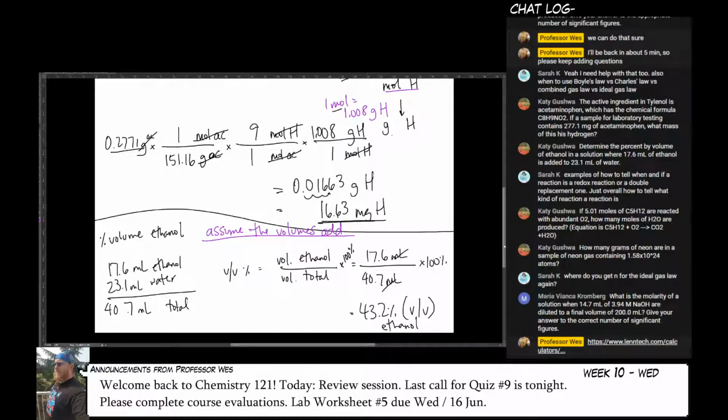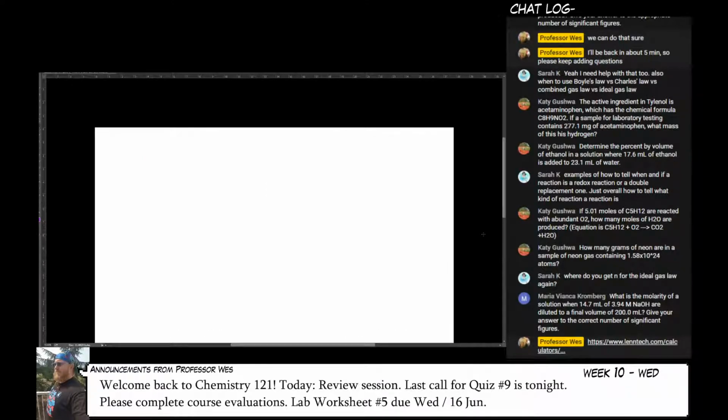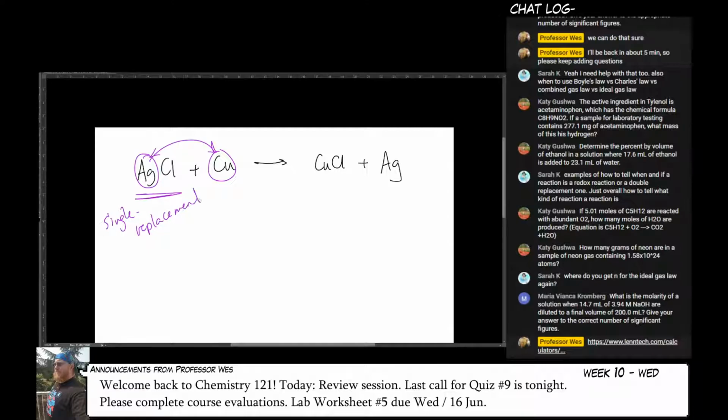All right, examples on how to tell if a reaction is redox or double replacement. So double replacements always swap two things in two compounds, whereas a single replacement swaps two things and only one of them's a compound. So if I had something like this, then I'm swapping these two things. So swap, but only one of them was a compound. So this is single replacement. And as a consequence of this, maybe I shouldn't write an arrow.